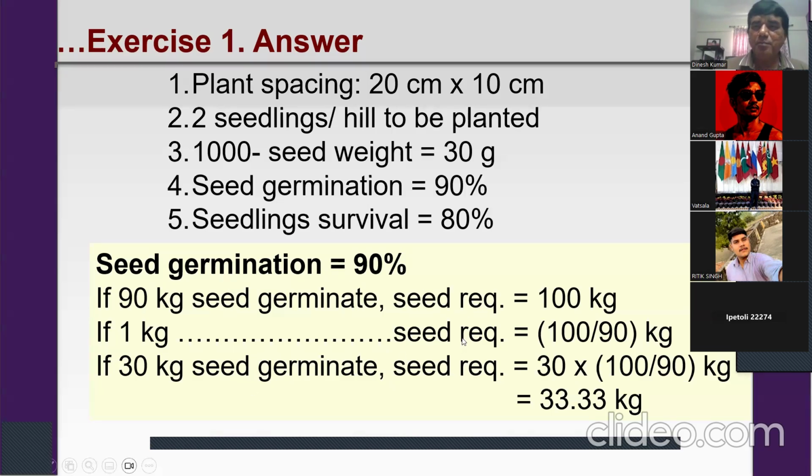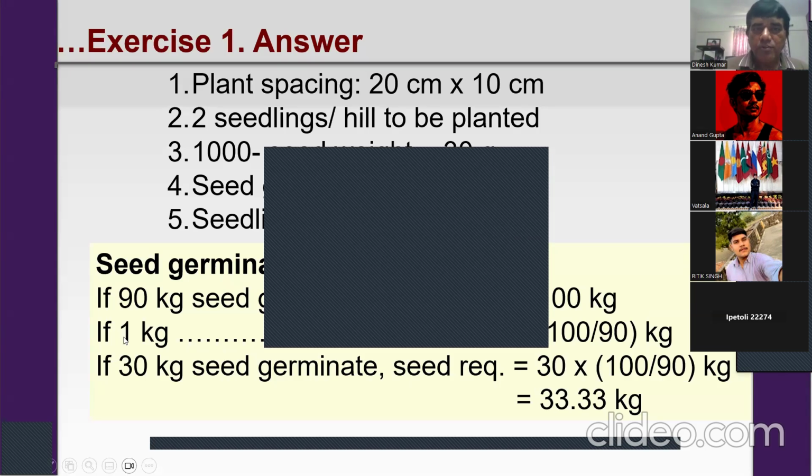You can do it mechanically also this way. If 90 kg seed germinate, the seed requirement is 100 kg because germination is 90%. Suppose 1 kg seed germinate, then the seed requirement will be 100 by 90, meaning you need more seed because germination is 90%. Then if 30 kg, so I stop here and now we can join the link number 3.